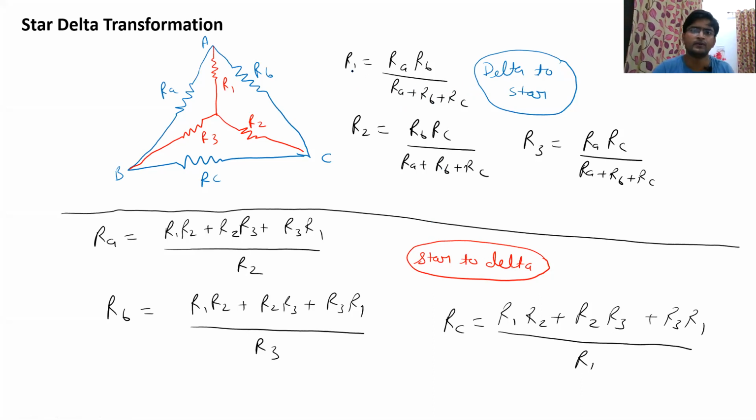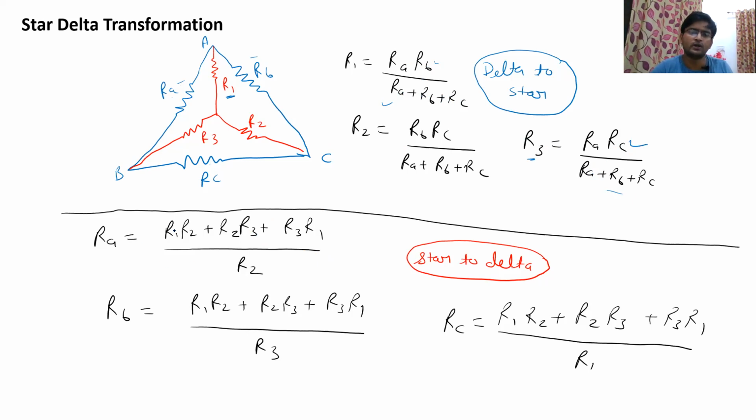learn these formulas. So for example, if you are going for delta to star, if you want to find this resistance R1, you just multiply these two neighbors of this R1, like RA and RB, and it will go into the numerator, and in the denominator all the three resistances of the delta will be added. Similarly, if you want to see for R3, where is R3? Here. So in the numerator, the two neighbors RA and RC will multiply here, and in the denominator you add all the resistances.